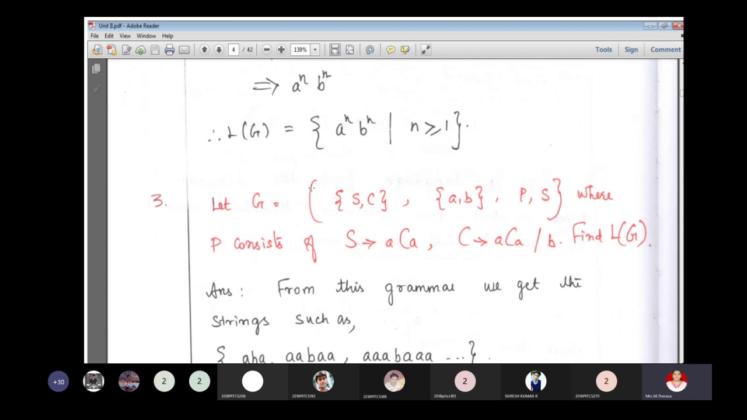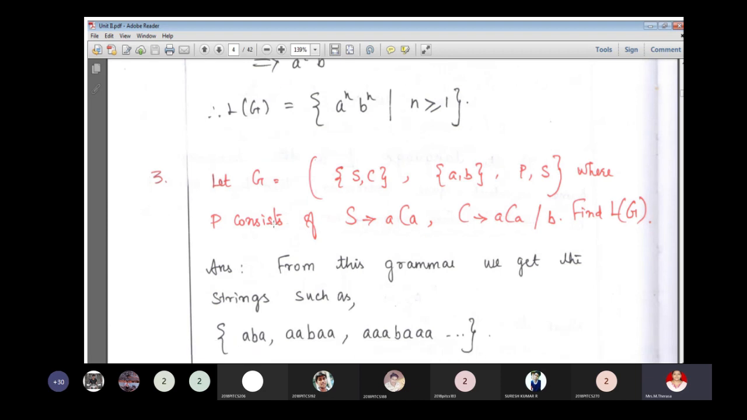Let G be equal to ({S, C}, {a, b}, P, S). The first set represents the variables, the second set represents the terminals, then the production rules and the start symbol. And we are given production rules like S tends to aCa. Capital letters represent the variables, lowercase letters represent the terminals. So V is equal to {S, C}, isn't it? S tends to aCa, C tends to aCa or b. Now you are asked to find the language generated from this grammar.